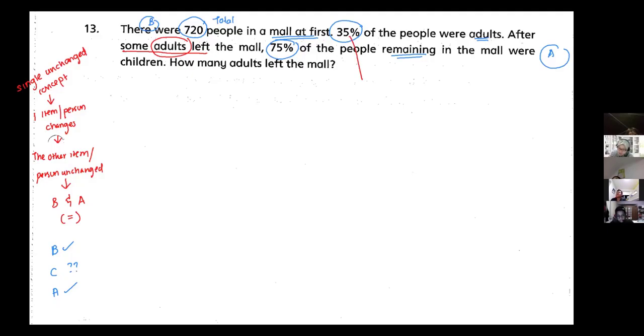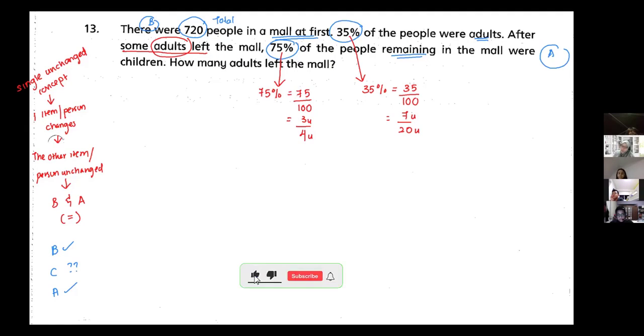So I have this 35%. 35% is equal to 35 over 100. 35 over 100 is equal to 7 over 20. Now, this is my units and this is my units. Now, 75% is 75 over 100, which is actually, if you simplify, you're going to get 3 over 4. Units, units. Now, I want to know what these units are for.